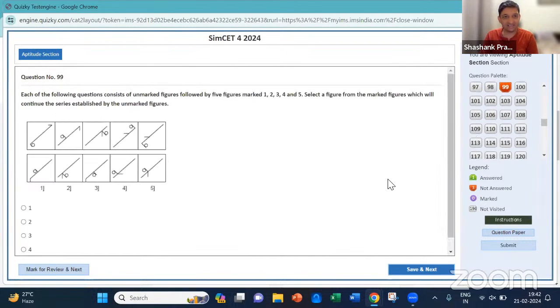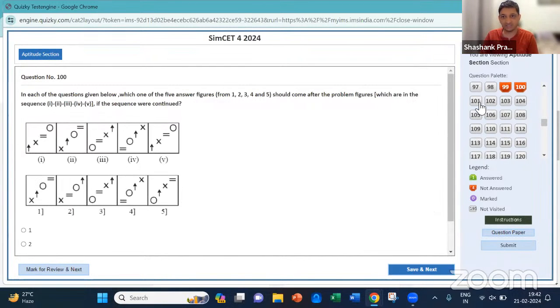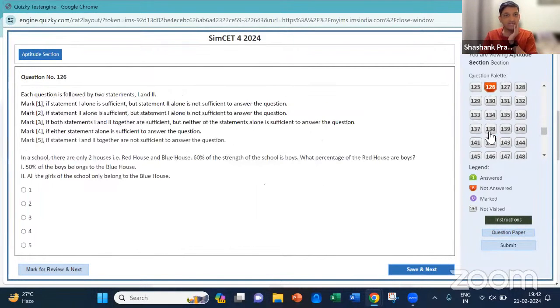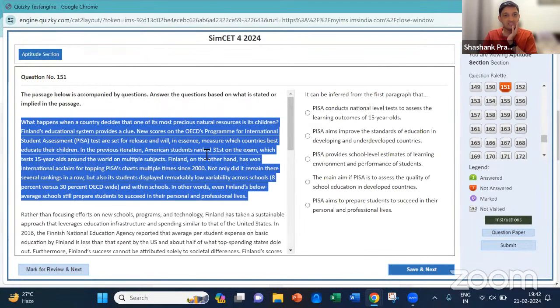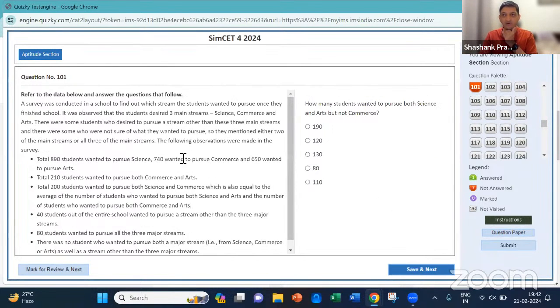Let me look at 99. 99 is a visual reasoning question, and 100 is also a visual reasoning question. 101 seems like it's a Venn diagram based question. So it's the quant section, I believe. 126 again is quant. So 151 should ideally be verbal. Yeah, so this is the verbal ability section. Passages accompanied by questions and so on. Great. So that is basically the verbal ability section. As promised, let's try to do the quant bit first and try to get things out of the way, and then I'll go for the verbal section.